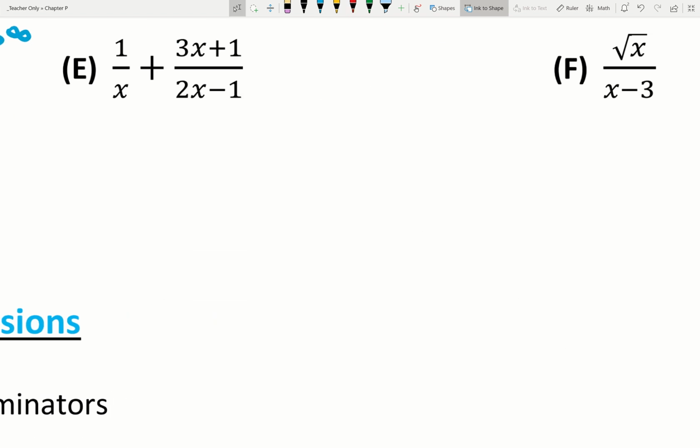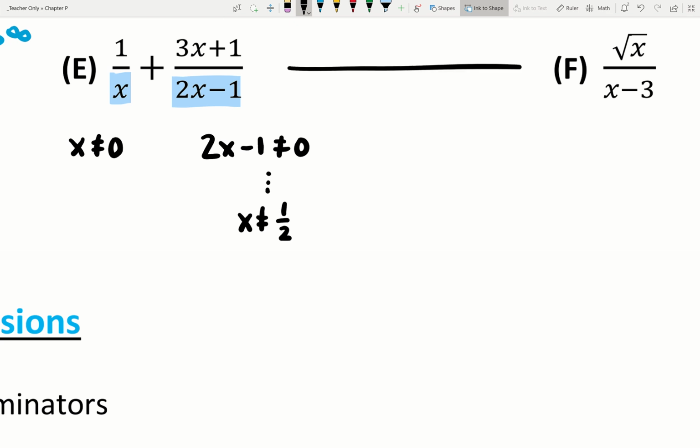In part E, you just have two different denominators here, so all you would have to do is go ahead and say them separately. So this denominator can't equal 0, the other denominator can't equal 0, okay? And then you would just want to solve these. So if you would solve this one up, this would be x cannot be equal to positive 1/2.